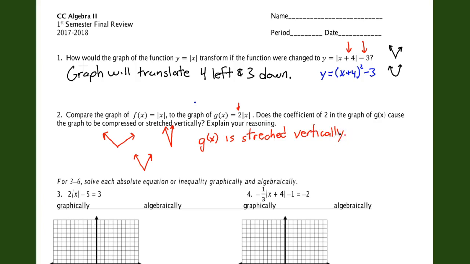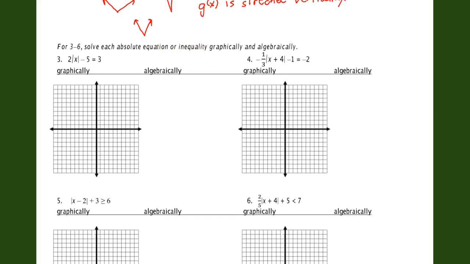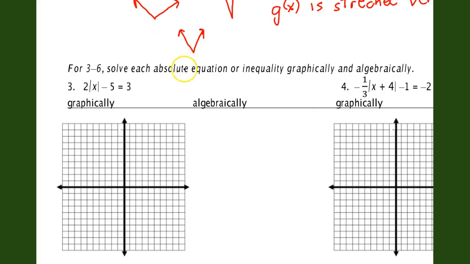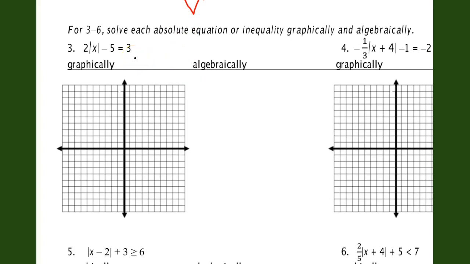There we go. All right, now let's do a little bit of solving with absolute value. And we're going to solve it 2 ways, graphically and algebraically. It doesn't matter which one we do first, just a personal preference. So let's see here. We are going to, looks like, move our vertex down 5. So let's go down 5. 1, 2, 3, 4, 5 from 0, 0.